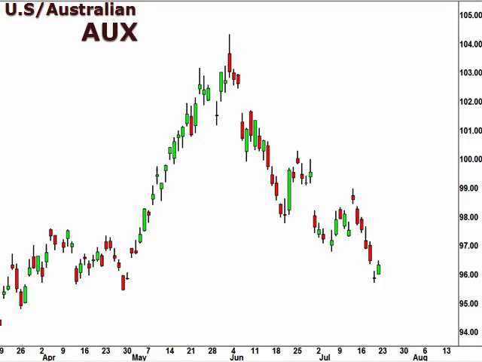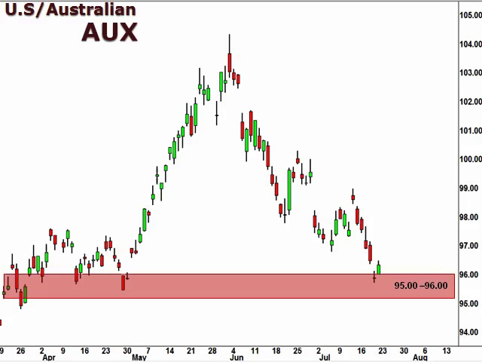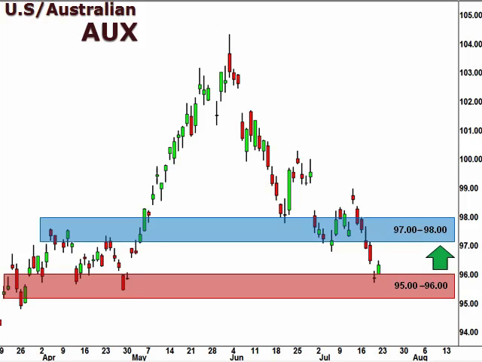Let's take a look at the AUX. The AUX spent last week trading lower, testing support at this 95-96 focal zone. We expect a bounce this week with the 97-98 level as a key resistance to any move to the upside.